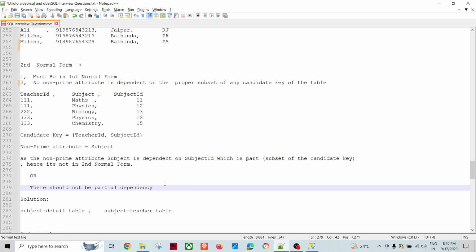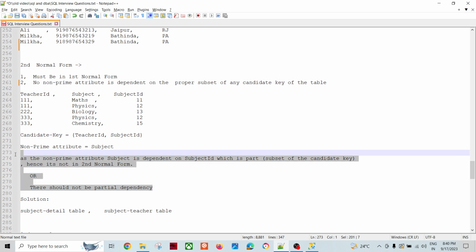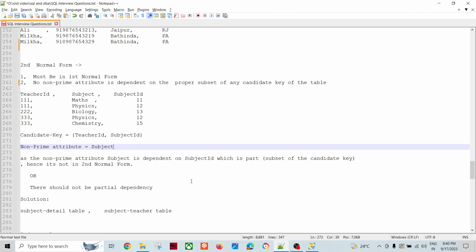So it says that any non-prime attribute should not be dependent on the part of the candidate key. There should not be partial dependency. There should be a proper dependency. There should not be partial. So it is partially dependent. Math is dependent upon the subject ID. It is partial, right? So subject is dependent upon the... So we need to eliminate this.